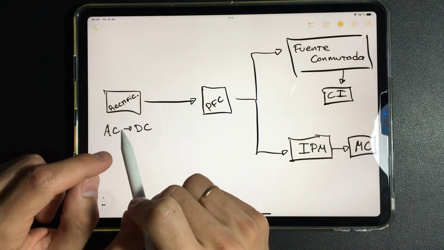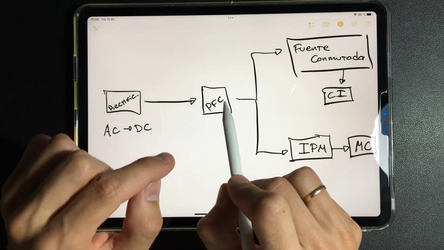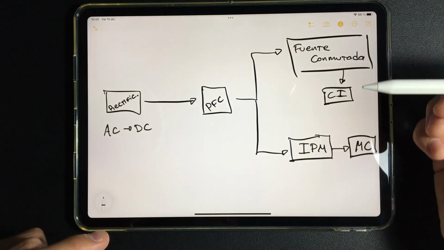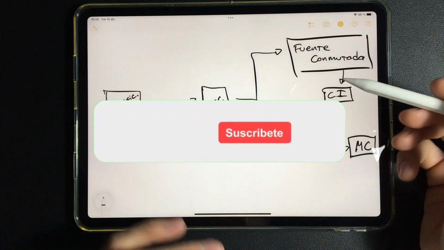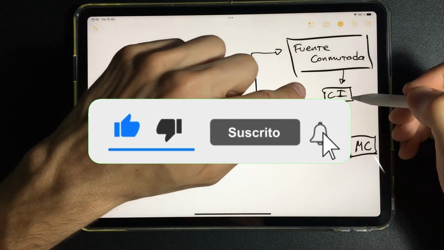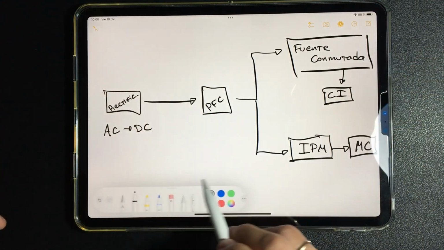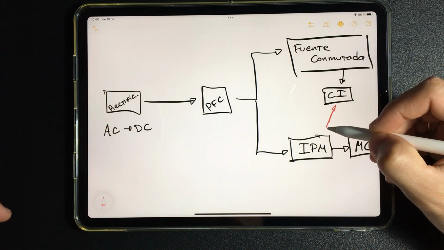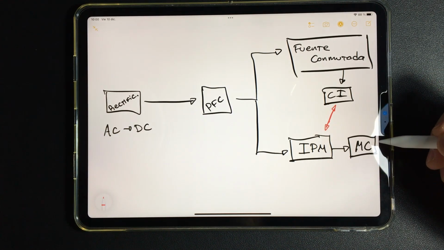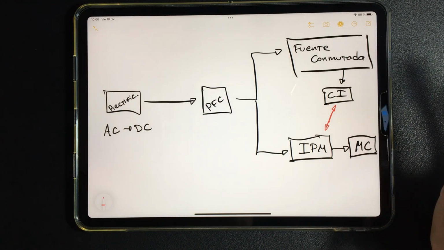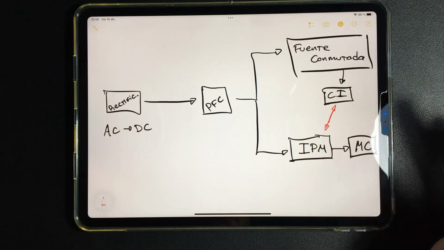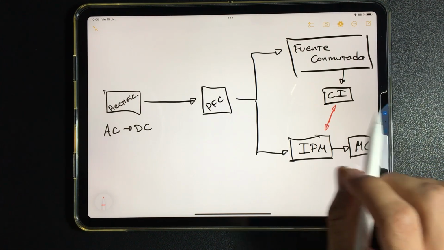The current is rectified, it goes through a PFC, and from there we go to a switched mode power supply, which feeds an integrated circuit. This is the team's computer, the brain. Now, the integrated circuit works together with the IPM to tell it at what speed the compressor has to turn. But look at this detail, how important this is, because previously in a conventional team, to feed the compressor we did not go through all this.